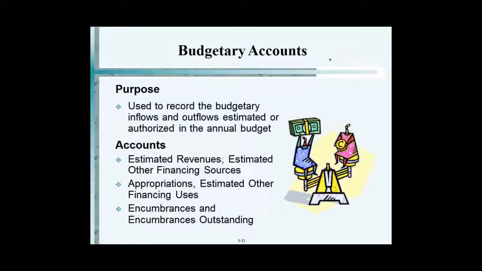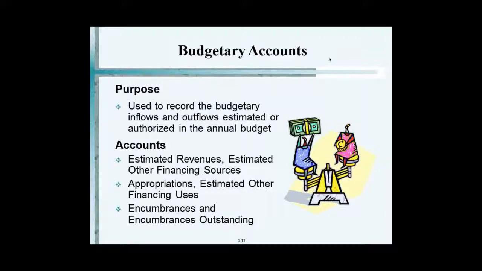Now, what distinguishes governmental accounting from all other types of accounting is this thing called budgetary accounting. So put yourself in the shoes of a chief financial officer for a town or a city. Before you can spend a single dollar on anything, you must be authorized to do that. How do you get that authorization? By having a budget that's passed. Once that budget is passed, you now have the authority to spend those monies.